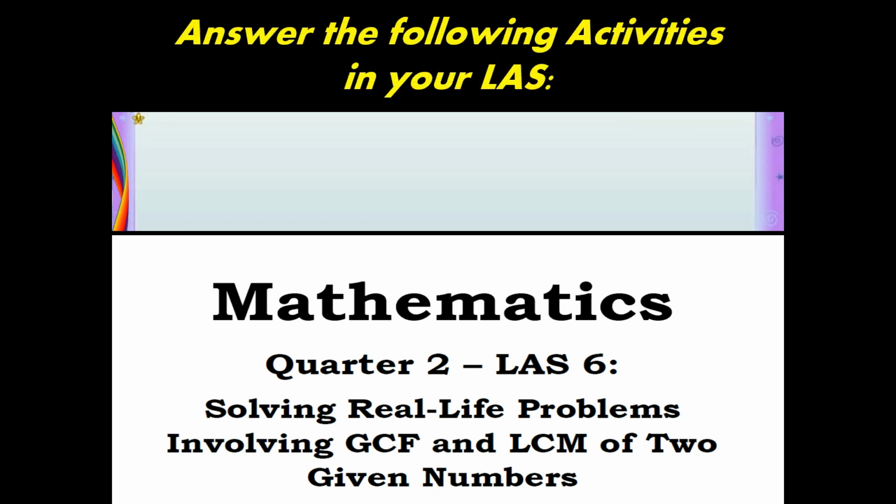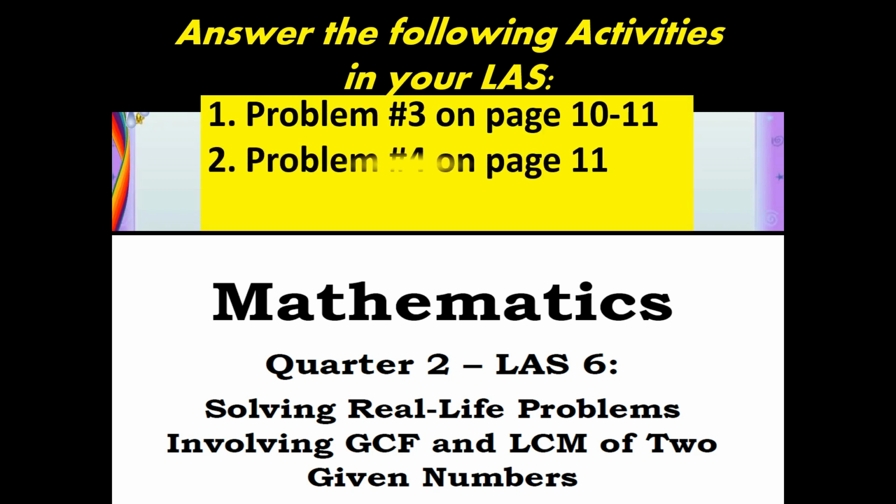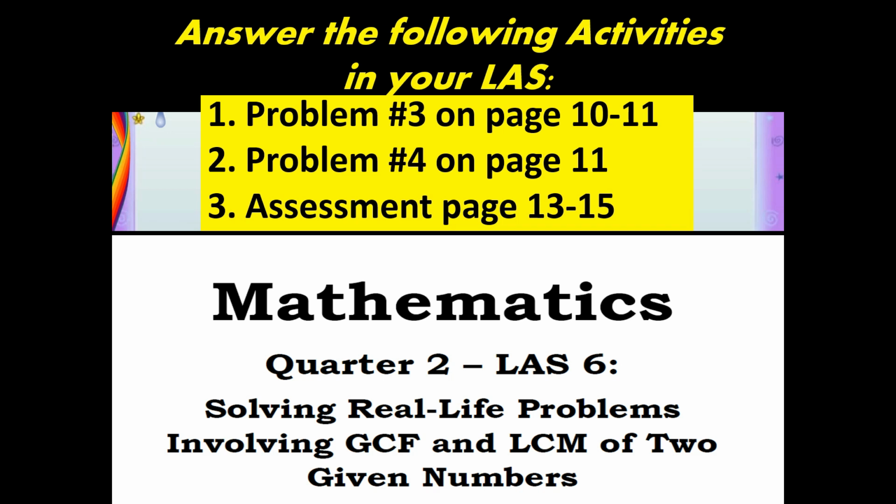So answer the following activities in your learning activity sheets provided to you, that is specifically last 6, on solving real-life problems involving GCF and LCM of two given numbers. So answer problem number 3 on page 10 to 11, problem number 4 on page 11, and assessment on page 13 to 14. For your problem number 3 and problem number 4, you can check your answer through the answer key provided on page 16. While for the assessment, there's no answer key for that. All you have to do is to submit that, because I'll be the one to check your answer.